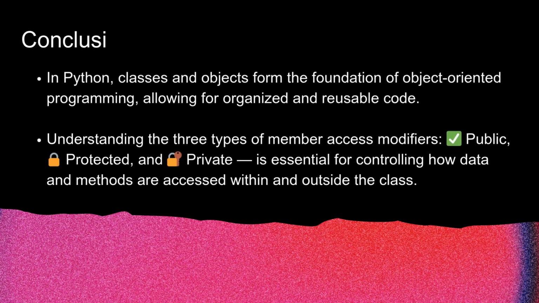Now, I would like to conclude. So here we understood in Python classes and objects form the foundation of object-oriented programming, allowing for organized and reusable code. And we even understood the three types of member access modifiers: public, protected, and private, which are essential for controlling how data and methods are accessible within and outside the class.